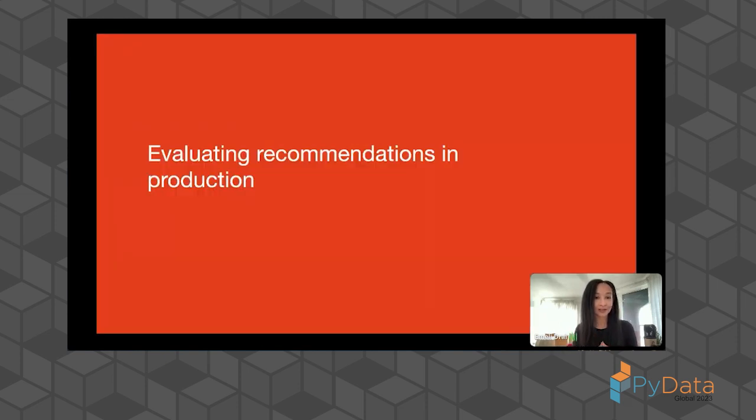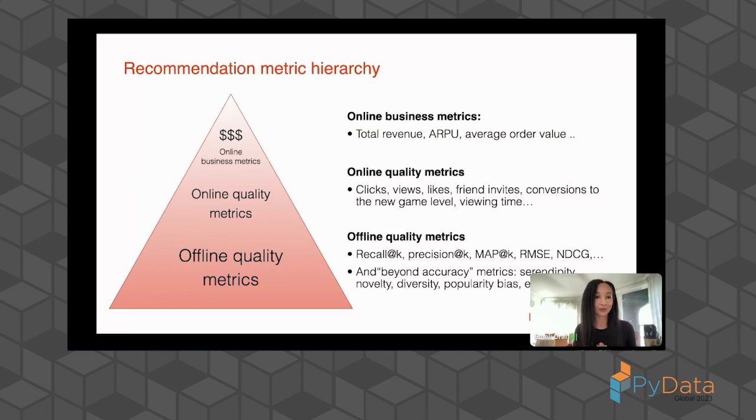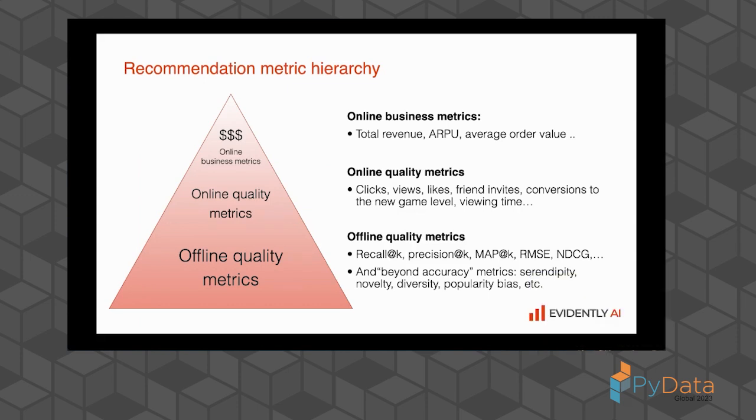In terms of evaluating recommendations in production, I would like to present to you a recommendation metric hierarchy. I believe it's very important to build up such a system, especially if you have your recommender system already operating in production, because it helps to quickly observe what's going on and quickly react appropriately to any issues. So first of all, we start from the online business metrics. Generally, it's something connected to money, like revenue, average revenue per user, etc.